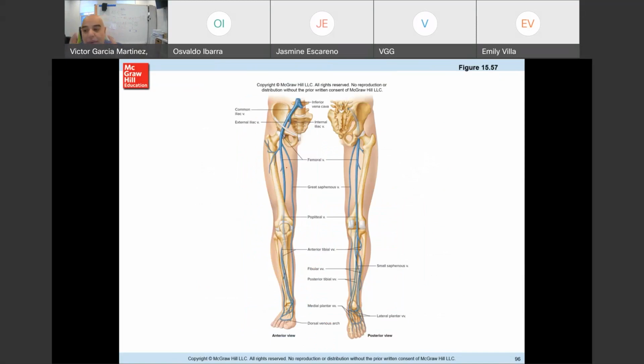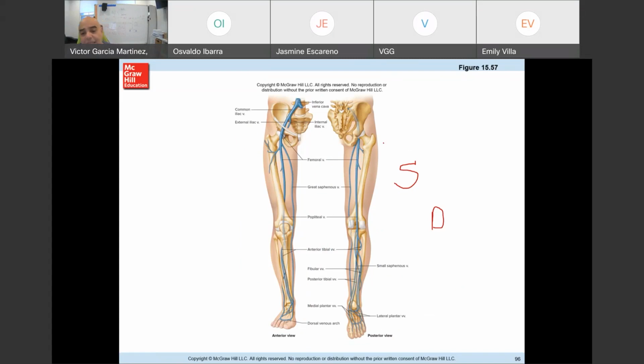Then I need you to remember some specific things. First of all, we have, again, two systems. One is going to be superficial, and the other one is going to be deep. The deep one is going to be easier. Why? Because you have, again, tibial veins, fibular veins, and then you have the femoral veins, and you're going to be draining directly on the common iliac vein.